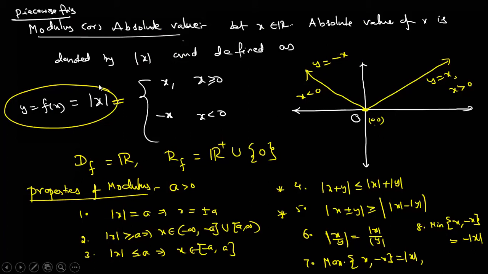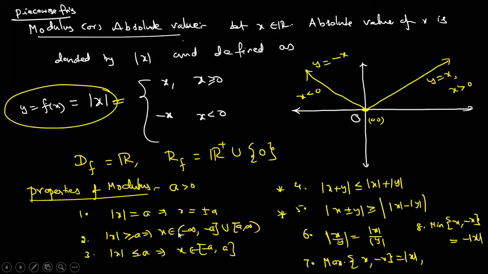Piecewise functions. Modulus or absolute function: what is that? It is denoted by mod x. If x is positive, then x, otherwise minus x. The domain is what here? Set of real numbers. The range is what? R plus union singleton 0. Fine. Properties of modulus. These properties are very, very important.